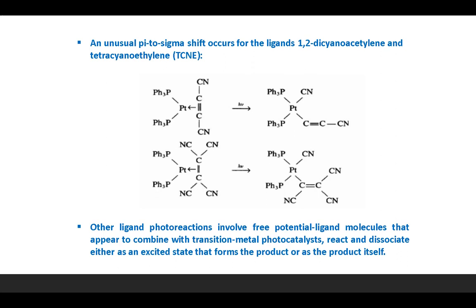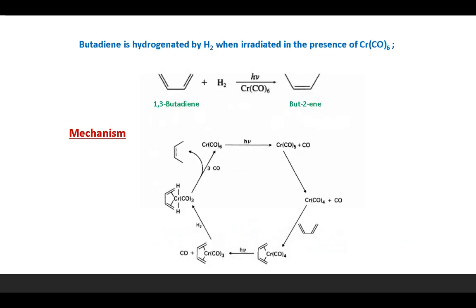So, for the platinum 2+ d8 product of the above reactions, a comparable insertion reactive species might be a 2-coordinate 14-electron complex. This corresponds to bis(triphenylphosphine)platinum, an intermediate that might form if the photoreaction simply dissociated the pi ligand. Other ligand photoreactions involve free potential ligand molecules that appear to combine with transition metal photocatalysts, react, and dissociate, either as an excited state that forms the product, or as the product itself. Butadiene is hydrogenated by H2 when irradiated in the presence of chromium hexacarbonyl to give butene.